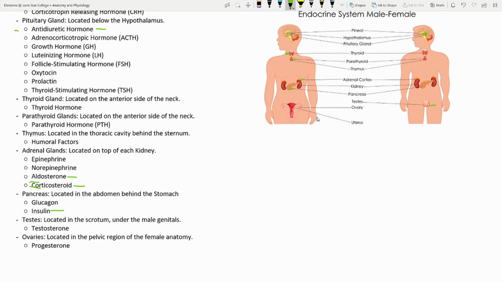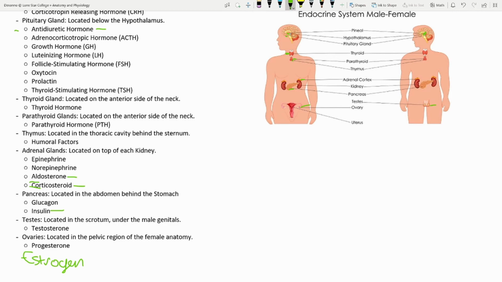We have the testes here and the ovaries over here. The ovaries are going to produce estrogen, progesterone. Estrogen is not listed here, but we'll put that here because it is pretty important. It's extremely important, I should say, because it affects pretty much the whole development of female sexual characteristics and the reproductive system development. It's also important for the functioning of the uterus and breasts, and it also helps protect bone health in women.